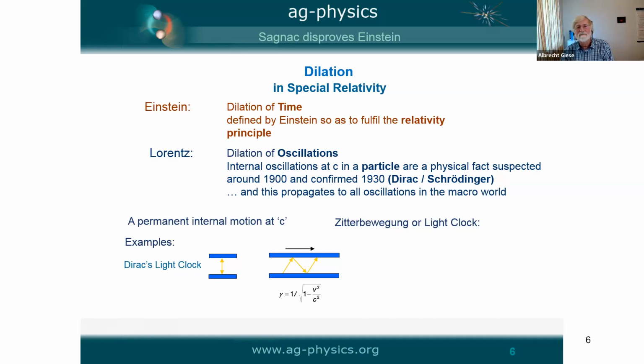You can see it here as a principle. If you have a Dirac light clock and you move it, the time of a period is extended, and this causes the equation which we know. And if we assume a particle model, which I do, with subparticles orbiting at the speed of light, it's also the same cause for dilation.